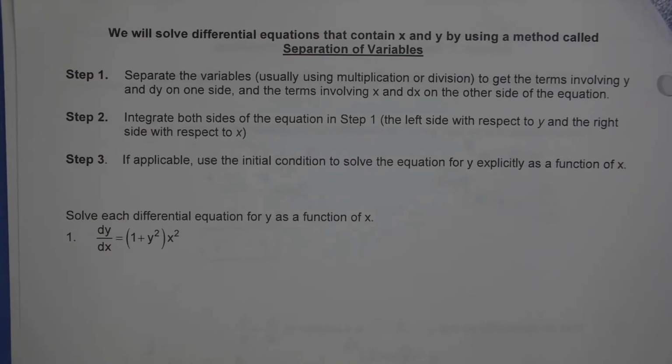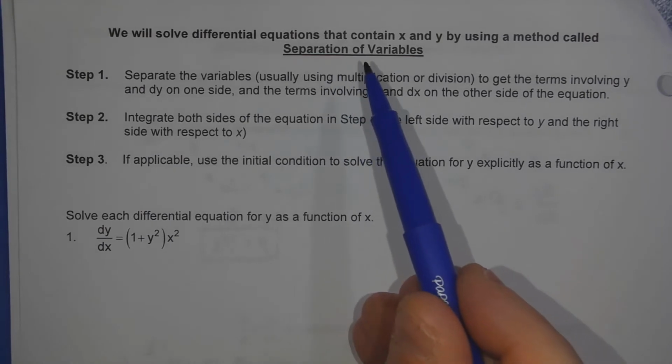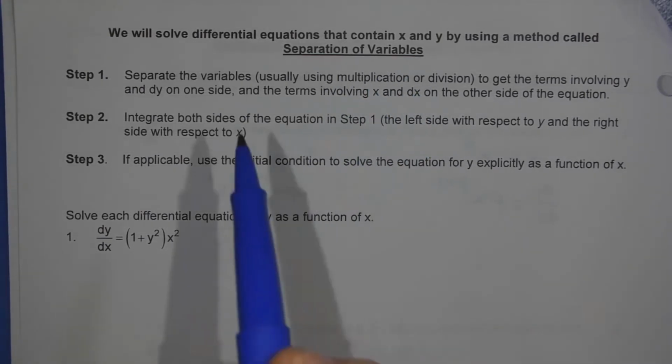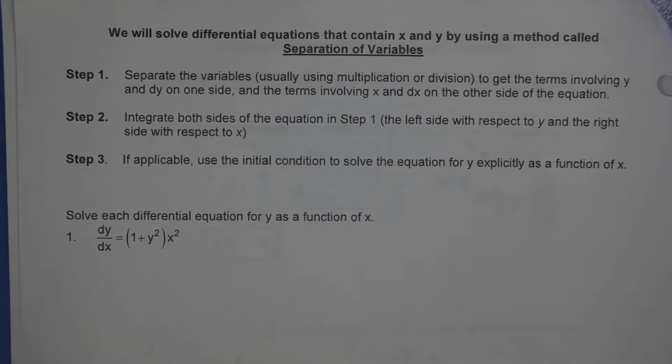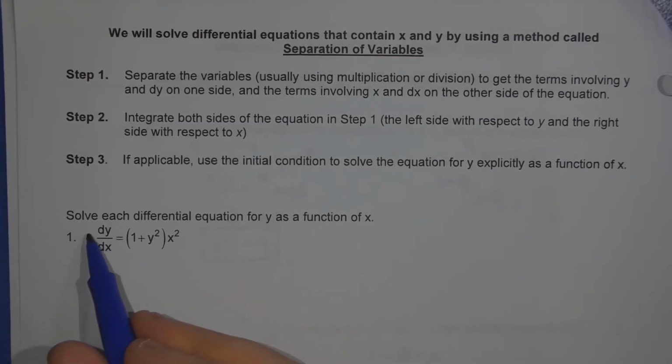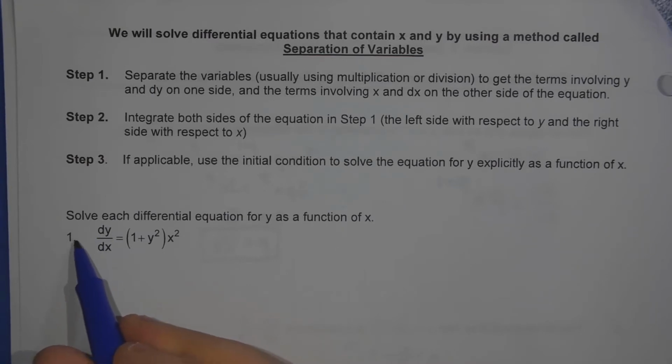Okay, here we're going to solve differential equations that contain x and y by using a method called separation of variables, which effectively just means to literally separate the variables by moving the y's and the dy's on one side and the x's and the dx's on the other side. So we're going to treat dy over dx as if it were a fraction. So we're really technically thinking about the delta y and the delta x, right? The change in y and the change in x. But effectively, it just looks like you're multiplying. And then after that, we're going to integrate both sides and use an initial condition if there were one.